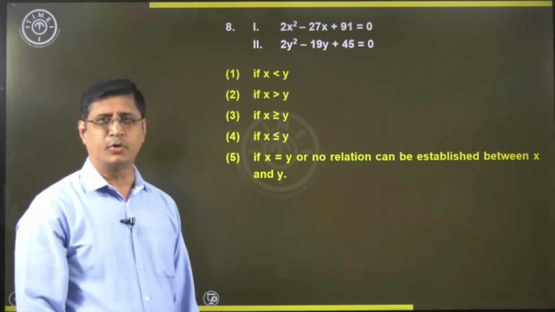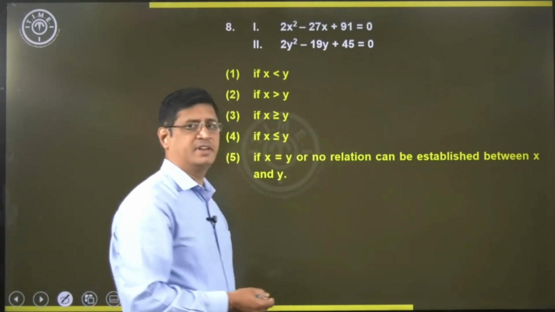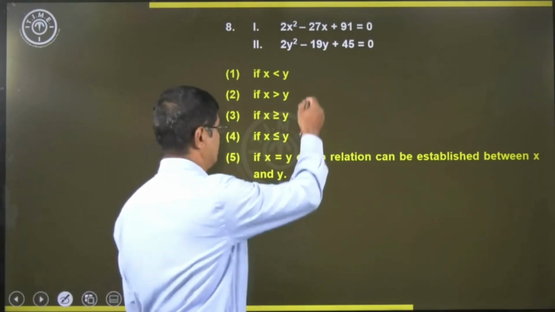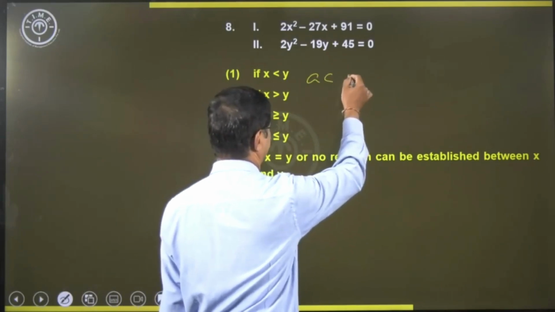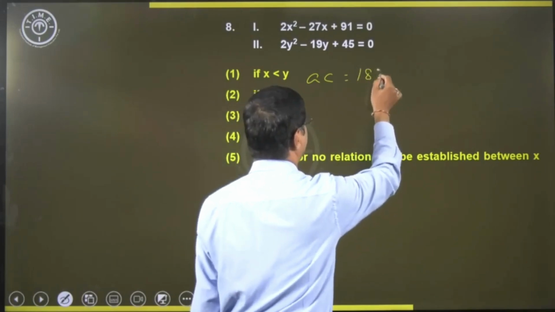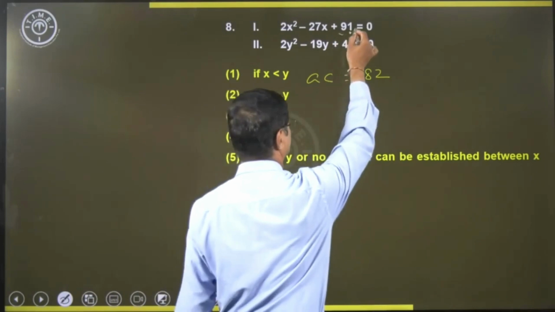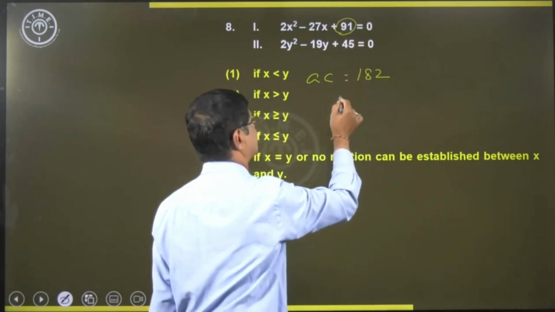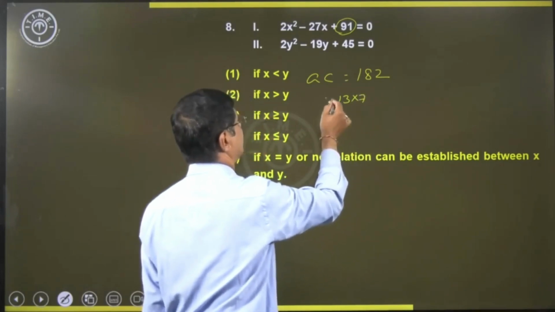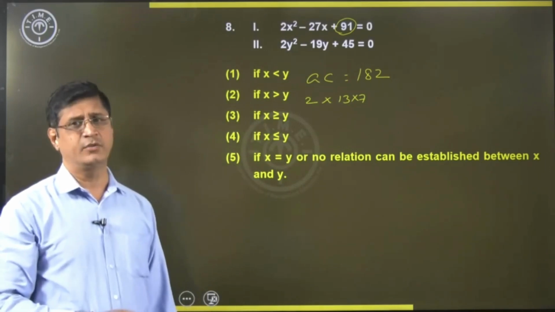Now look at the next example, question number 8. 2x square minus 27x plus 91 equal to 0. How much is the product of the numbers? Here 2 into 91, it is 182. Okay. 91, my dear students, we can express as 13 into 7 into 2. 13 into 7, that is 91.